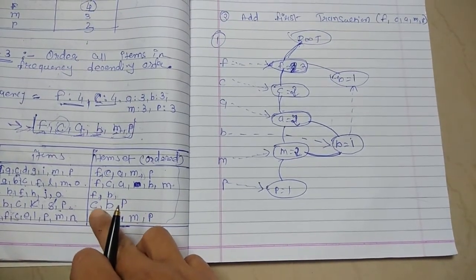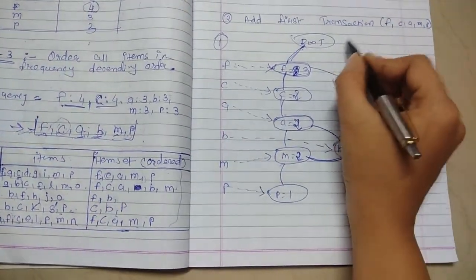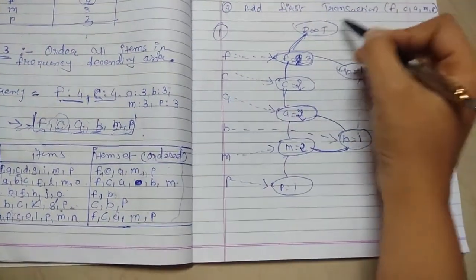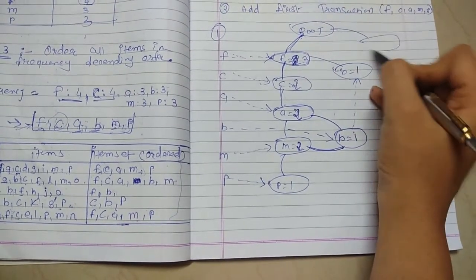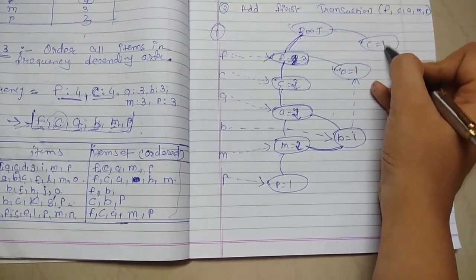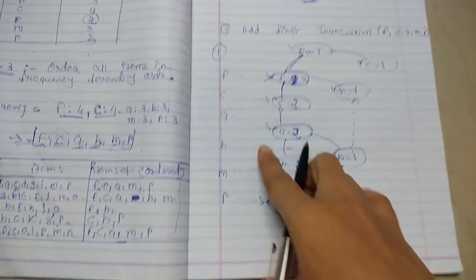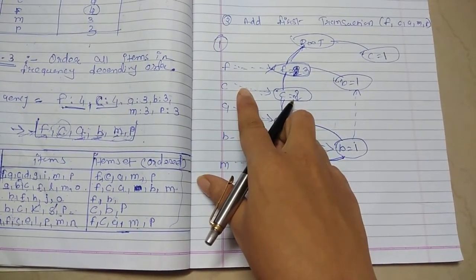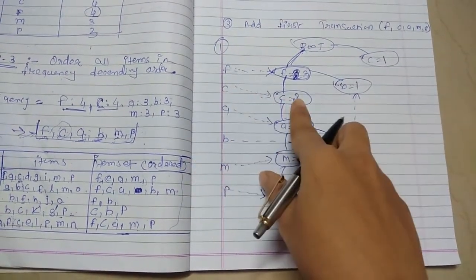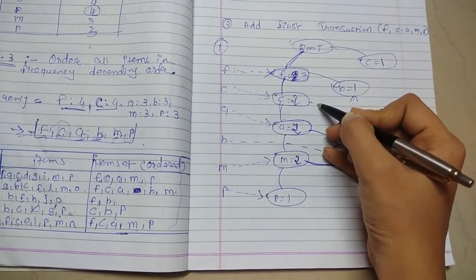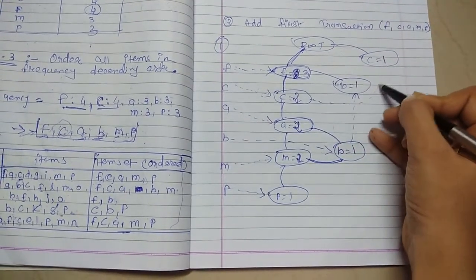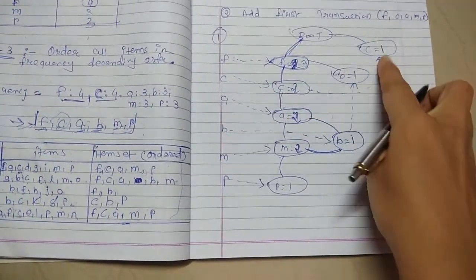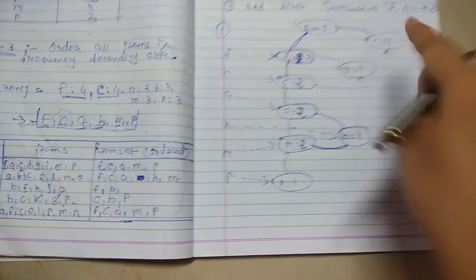Now the fourth transaction starts with C. So I will create a new node and name that node C equals 1. This is repeated 1 time. Now we already have a C frequent node that we wrote here and connect with this C. So I have to connect this C node with the newly created C node. So this is how all the C nodes are connected.